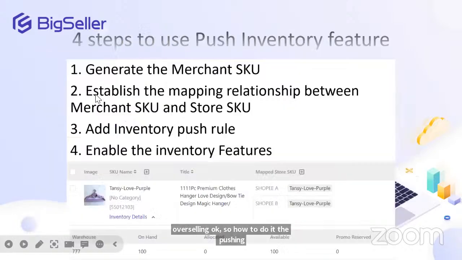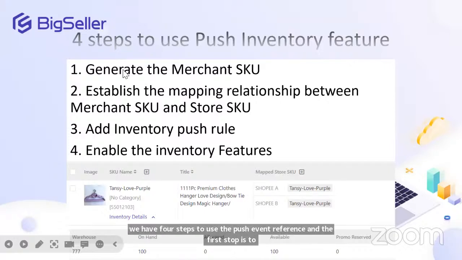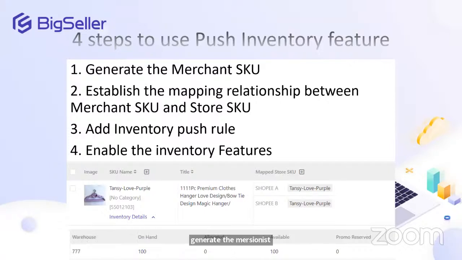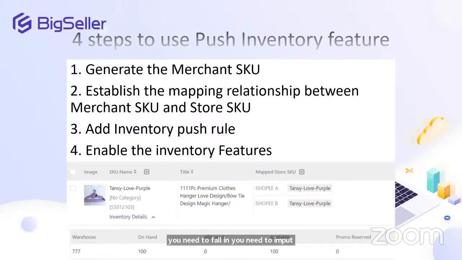Here we have 4 steps to use the push inventory feature. And the first step is to generate the merchant SKU. Just like what I mentioned, you need to input the product information in our Big Seller page. And we call it merchant SKU. It's a product ID in Big Seller.